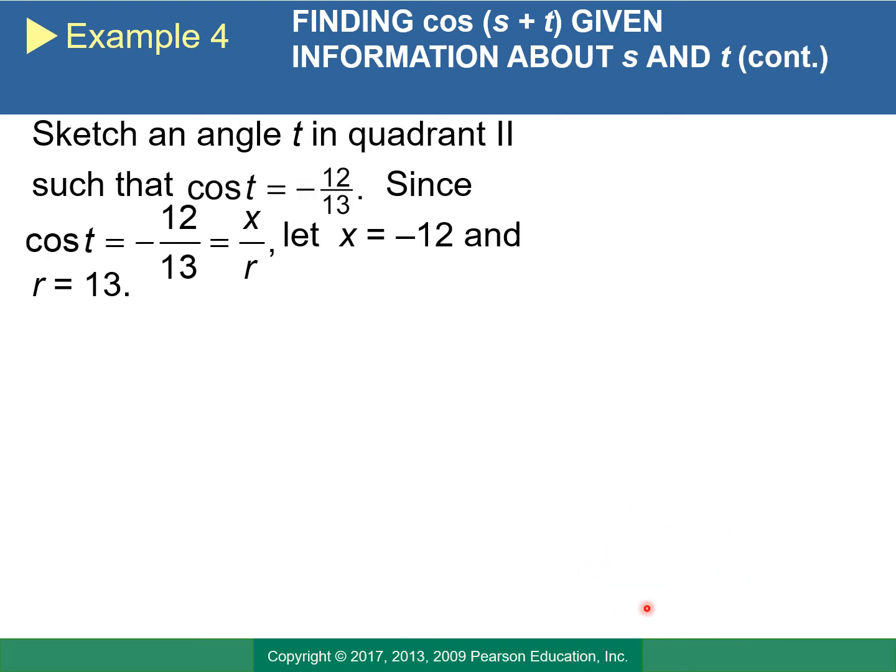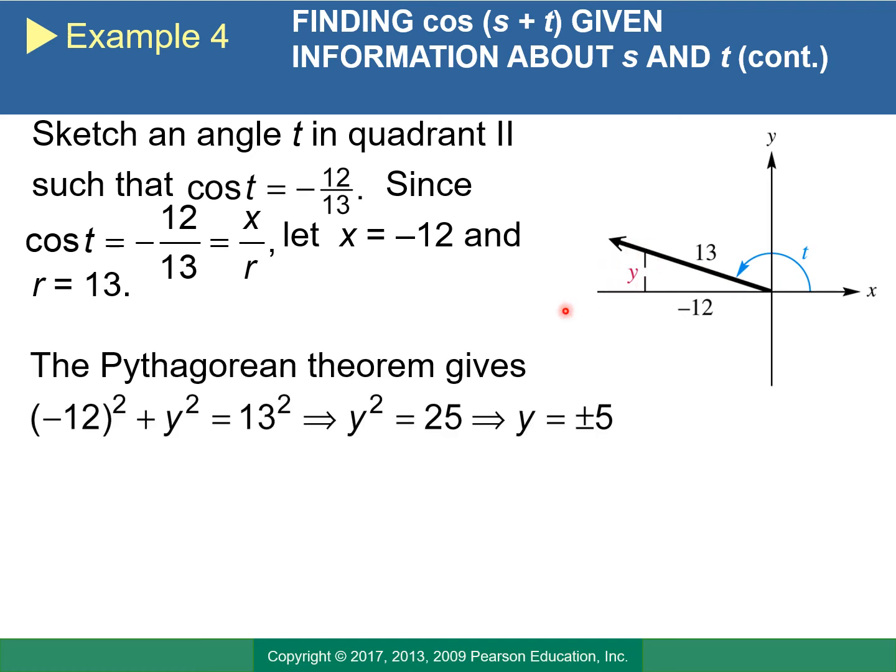We're going to do very much the same thing, but for the other value we were given: cosine t was negative 12 over 13. We know that cosine is x over r, and so if we start drawing our triangle, we get our adjacent side is negative 12. Because we're in quadrant 2, the negative goes with the adjacent side, and the hypotenuse is 13. And so we can use our Pythagorean theorem to find y.